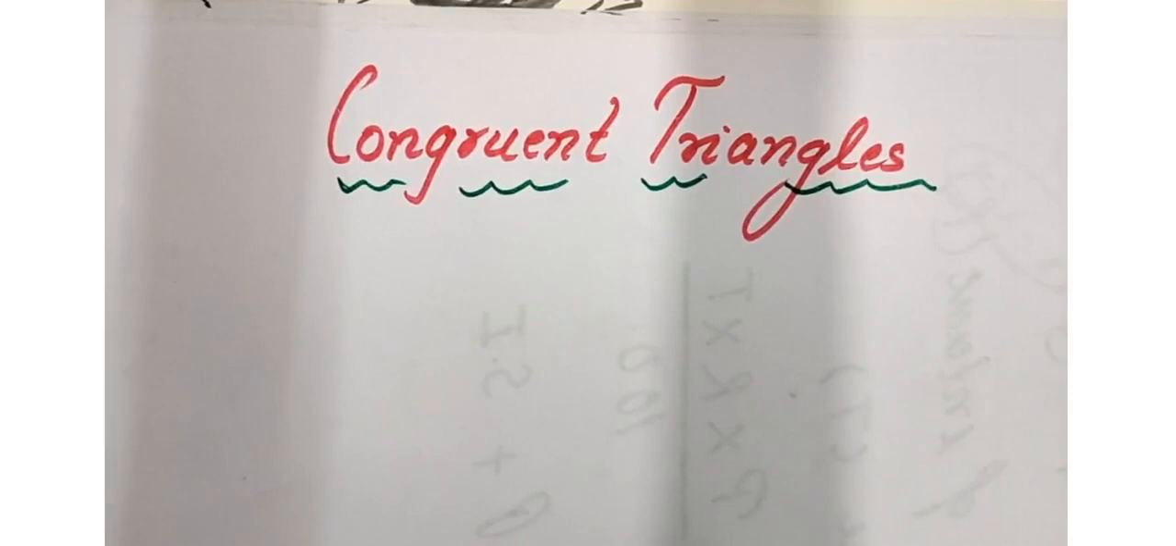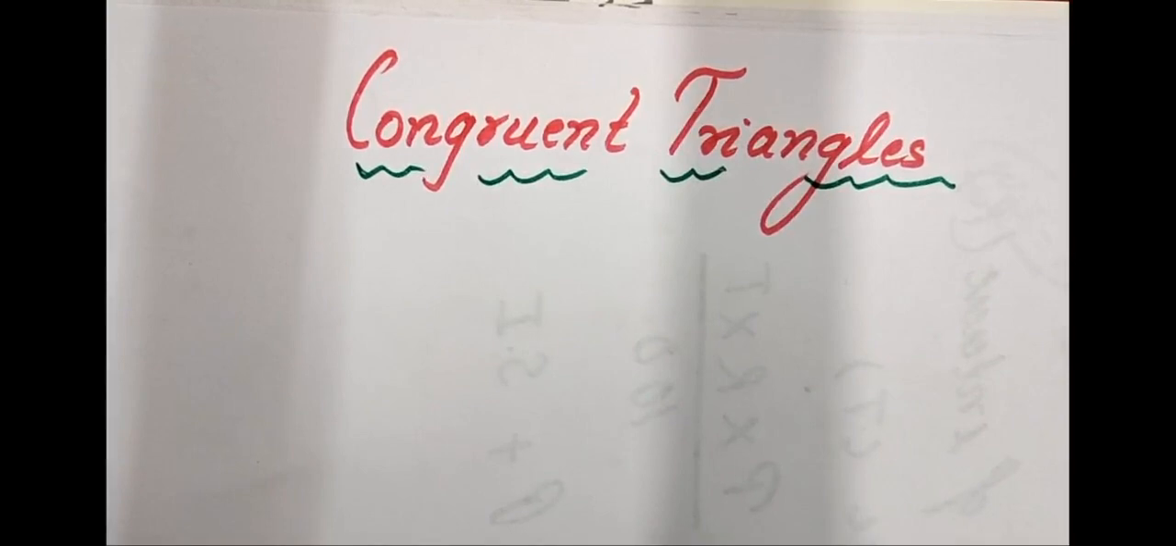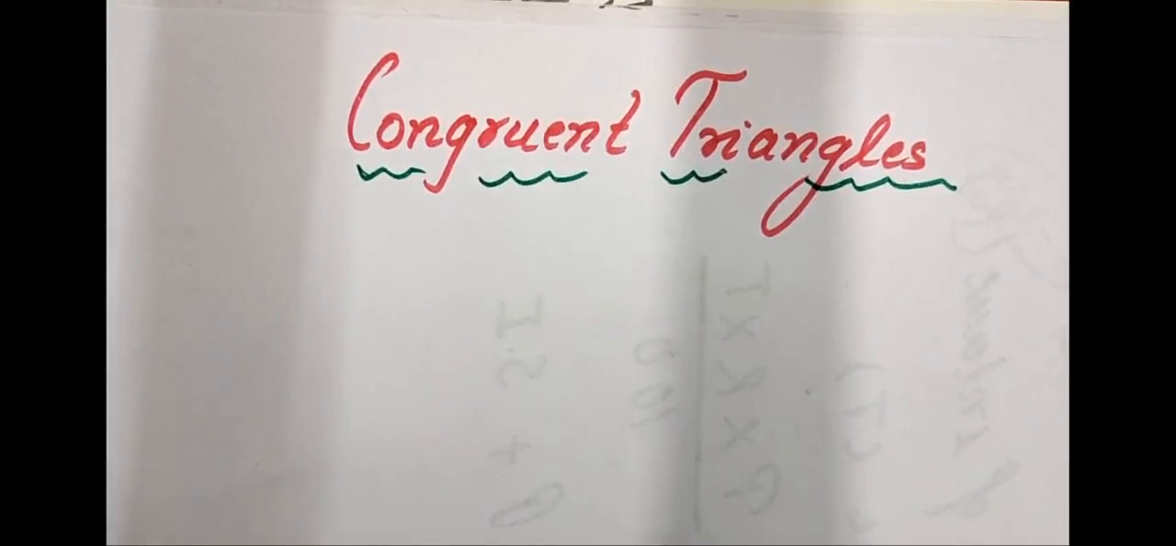So today in this video I'm going to explain to you about congruent triangles. So let's get started. First of all, I'll tell you what congruent figures are. Objects which have the same shape and size are called congruent objects. And the relation between two objects being congruent is called congruence.